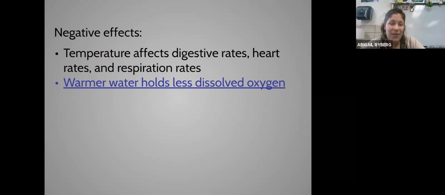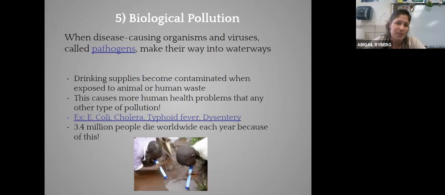So the negative effects of this are that increased water temperatures affect the digestive rates of organisms, their heart rates, their respiration rates. Warmer water holds less oxygen. So most of the time they actually suffocate because there's not enough oxygen in the water. So lots of things happen with thermal pollution.